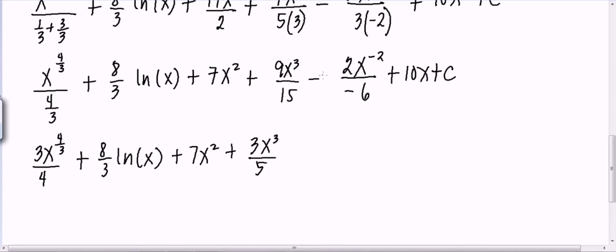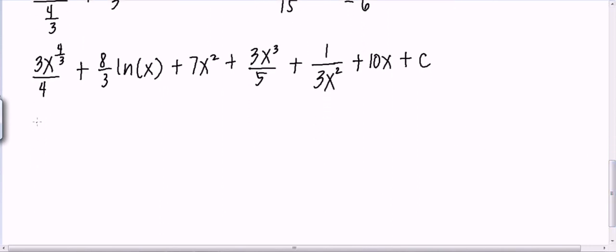Okay? And then, this one, negative, negative. So, magiging positive na siya. So, plus. Okay? And then, 2 over 6 is 1/3. Diba? So, 1 over 3. And then, yung x raised to negative 2, since negative siya, ibababa natin siya. So, mapupunta siya dito. So, magiging 1 over 3x squared. Okay? And then, si 10x, okay na siya, plus c. So, eto guys, pwede na. Pero yung radical, pwede nyo pang isimplify. So, magiging 3x, wait lang ha. So, x raised to 4, so cube root, okay, over 4.